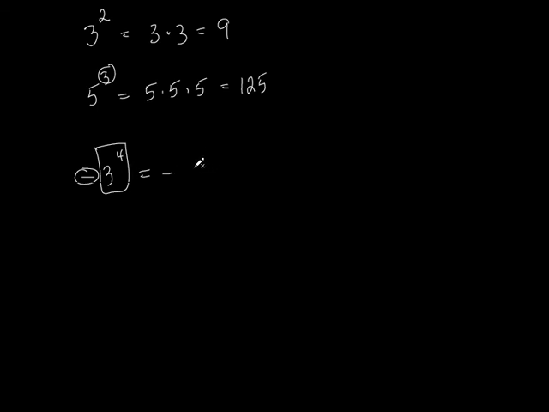Well, 3 to the 4th is 3 times 3, times 3 times 3, right? 4 of them. So what's 3 times 3? Let's do this in our head. 3 times 3 is 9, times another 3 times 3, which is 9. So 3 times 3, which is 9. Then another 3 times 3, which is 9. 9 times 9 is 81.